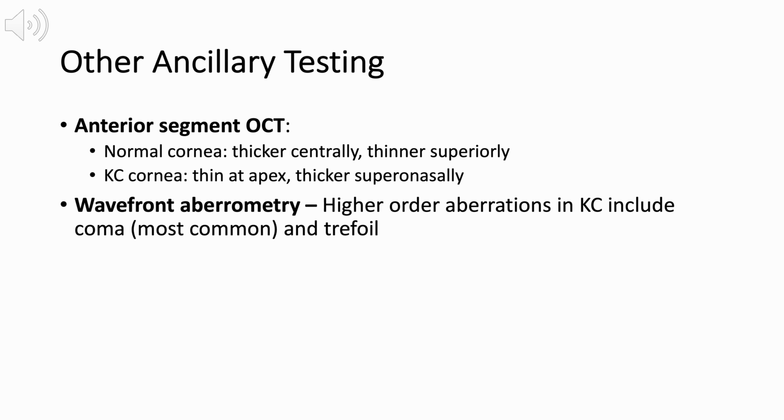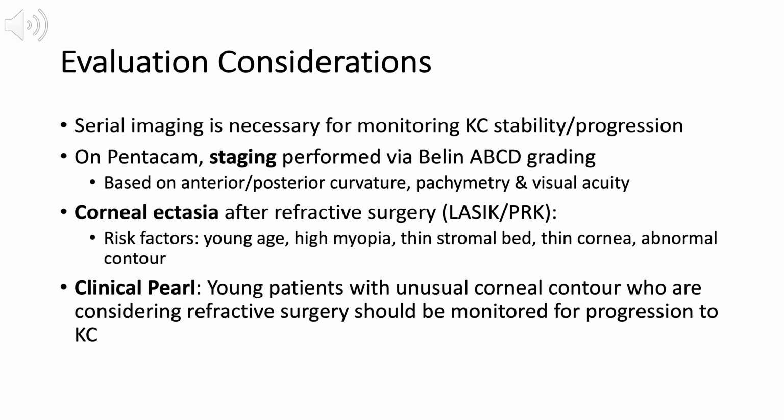In contrast, a keratoconic cornea shows characteristic thinning at the apex and thickening supraonasally. Wavefront aberrometry analyzes higher-order aberrations of the optical system. In keratoconus, the most common higher-order aberration detected is coma, reflecting the asymmetric distortion of the cornea. However, other aberrations, such as trefoil, may also be present. These measurements help explain why patients with keratoconus often report poor visual quality even when standard visual acuity is relatively preserved. When evaluating keratoconus, serial imaging is necessary.